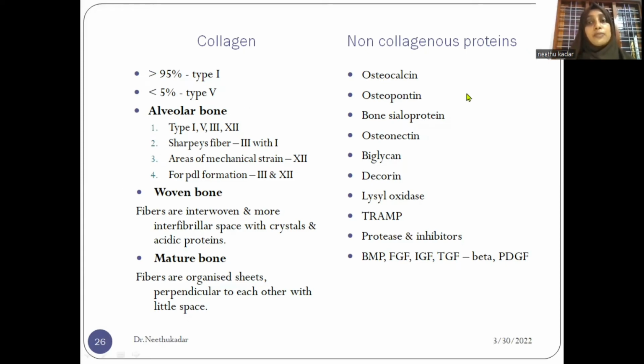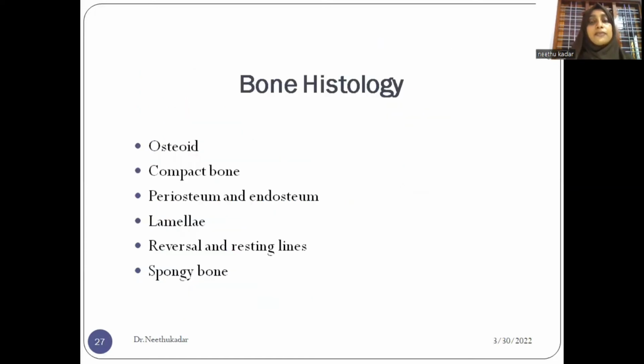The non-collagenous proteins of bone comprise osteocalcin, osteopontin, bone sialoprotein, osteonectin, biglycan, decorin, lysyl oxidase, TRAP, proteases and inhibitors, and various growth factors. Next, we are coming to the histology of bone. The main components are osteoid, compact bone, periosteum and endosteum, lamellae, reversal and resting lines, and spongy bone.